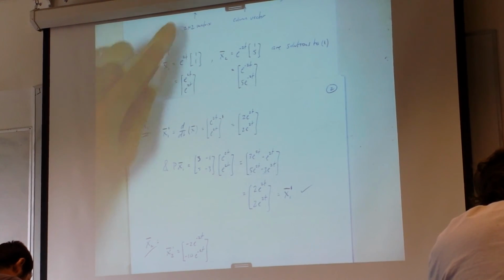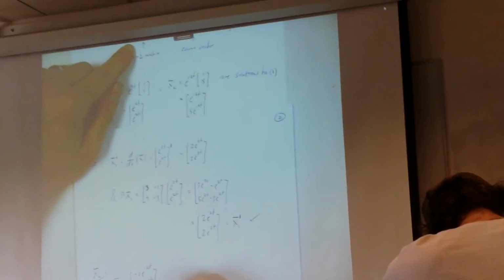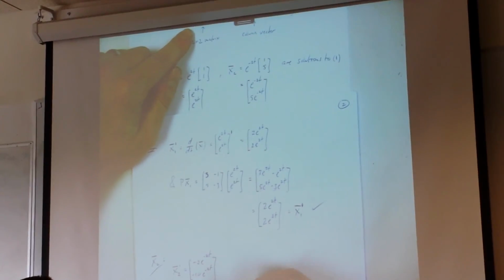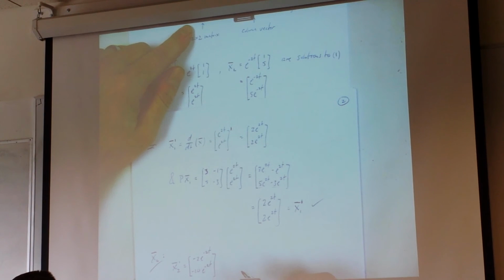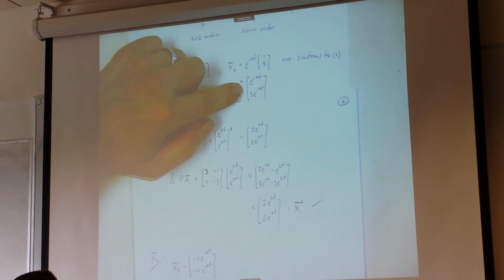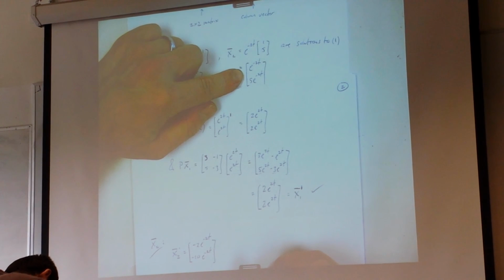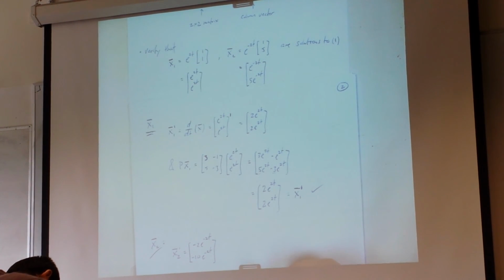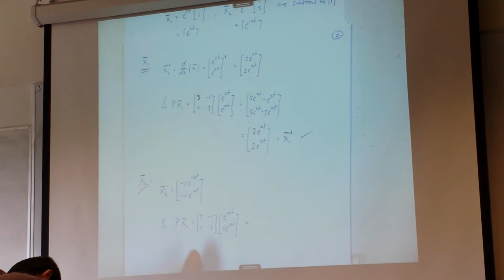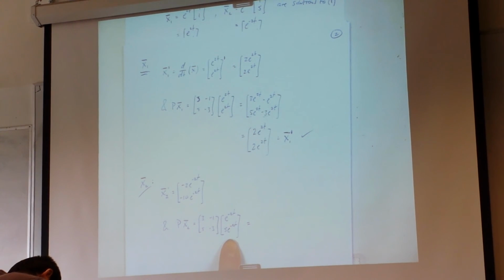equals, and let's write down P again just so I have it, 3, negative 1, 5, negative 3, times x2, that vector x2, which is e to the negative 2t, 5 e to the negative 2t. Okay, and this is multiplication of a 2 by 2 matrix by a column vector function. It's a vector function.